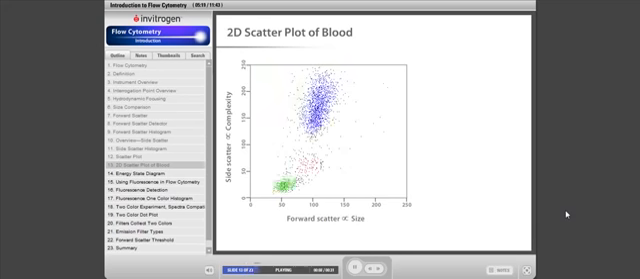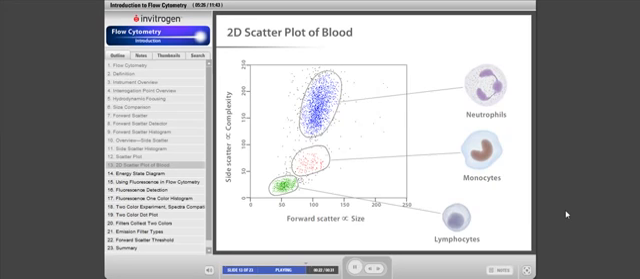The populations that emerge include lymphocytes, which are small cells possessing low internal complexity, monocytes, which are medium-sized cells with slightly more internal complexity, and neutrophils and other granulocytes, which are large cells that have a lot of internal complexity. This multi-parametric analysis is the real power of flow cytometry.